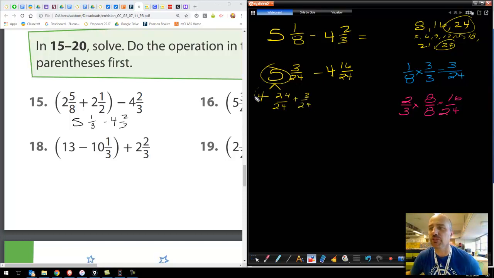This 4 and 24/24ths right here, that's 5. It's the same thing. When you add 4 and 24/24ths, that is 5. So it's the same thing. We're just renaming one of those as 24/24ths. We're adding it to the fractional component that we have so that we can take away 16.